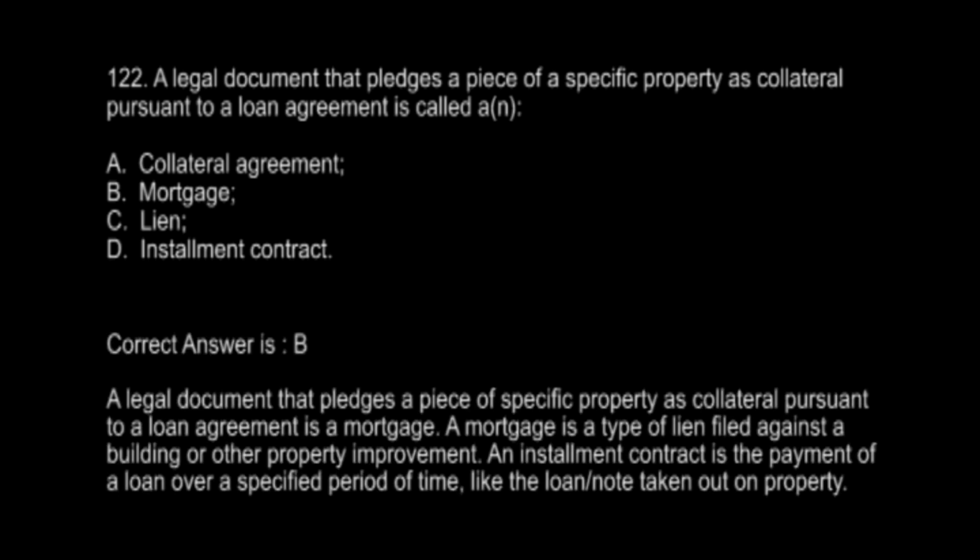122. A legal document that pledges a piece of a specific property as collateral pursuant to a loan agreement is called A. collateral agreement, B. mortgage, C. lien, D. installment contract. Correct answer is B. A legal document that pledges a piece of specific property as collateral pursuant to a loan agreement is a mortgage. A mortgage is a type of lien filed against a building or other property improvement. An installment contract is the payment of a loan over a specified period of time, like the loan note taken out on property.